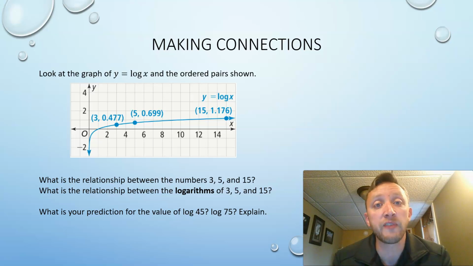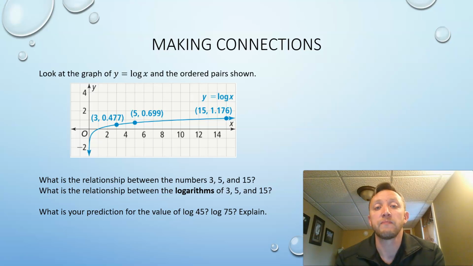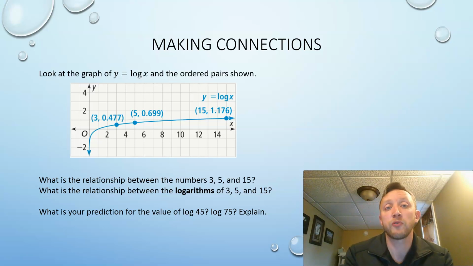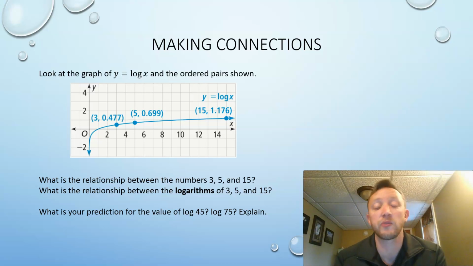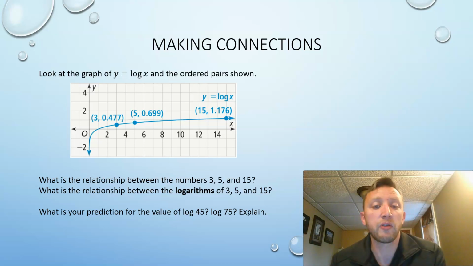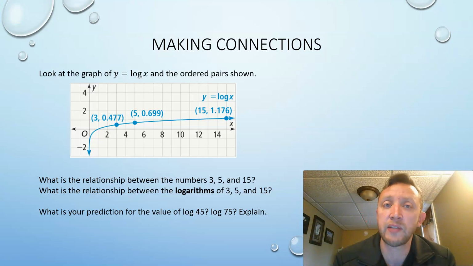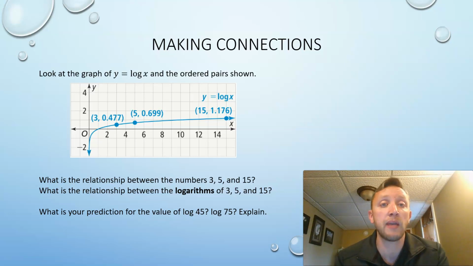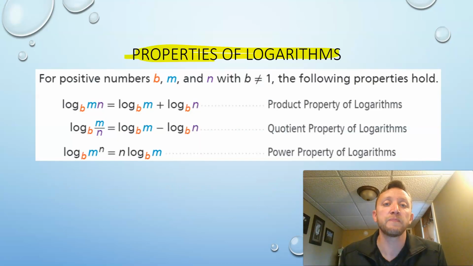Well, 3 times 15 is 45. So maybe adding the 0.477 plus 1.176 would give us the log of 45. Or the log of 75. How could we get 75? Well, I recognize that 5 times 15 is 75. So maybe adding together the 0.699 and the 1.176 would give us the log of 75. Which is actually what happens, which is what brings us to those properties.